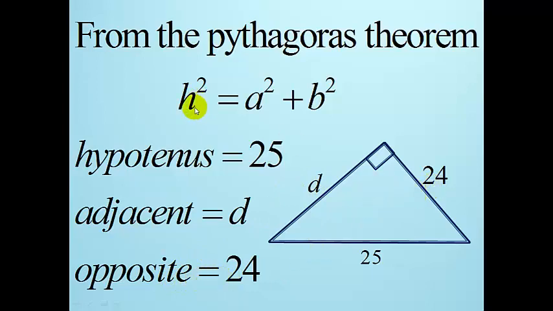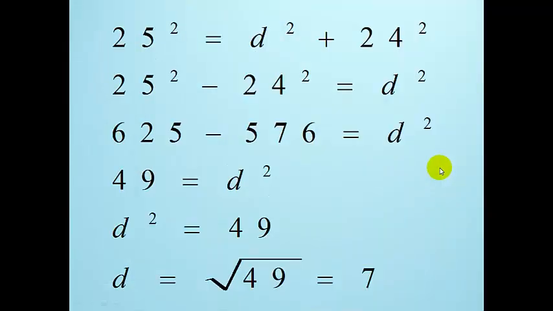Now from the Pythagoras theorem, H square equals A square plus B square. That is the square of the longest side is equal to the sum of the squares of the other two sides. This means that 25 square is equal to D square plus 24 square.